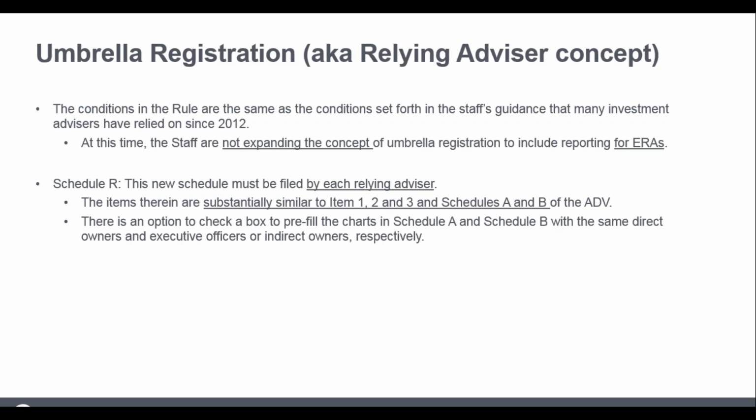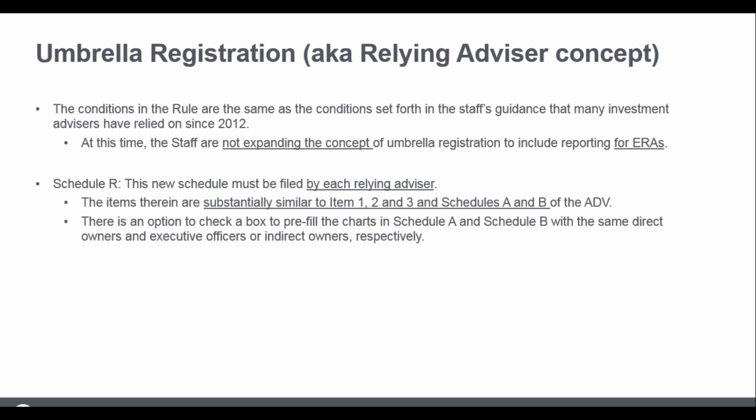And any relying advisors are now going to have to complete the new Schedule R. And again, that's for each relying advisor. And the Schedule R is pretty much substantially similar to items 1, 2, and 3 of the Schedule A and B of the ADV. There is going to be an option to check a box, and it'll pre-fill the information from your Schedule A and B into the Schedule R, and then from there you will be able to manually edit it. So that should cut down on the timing a little bit.